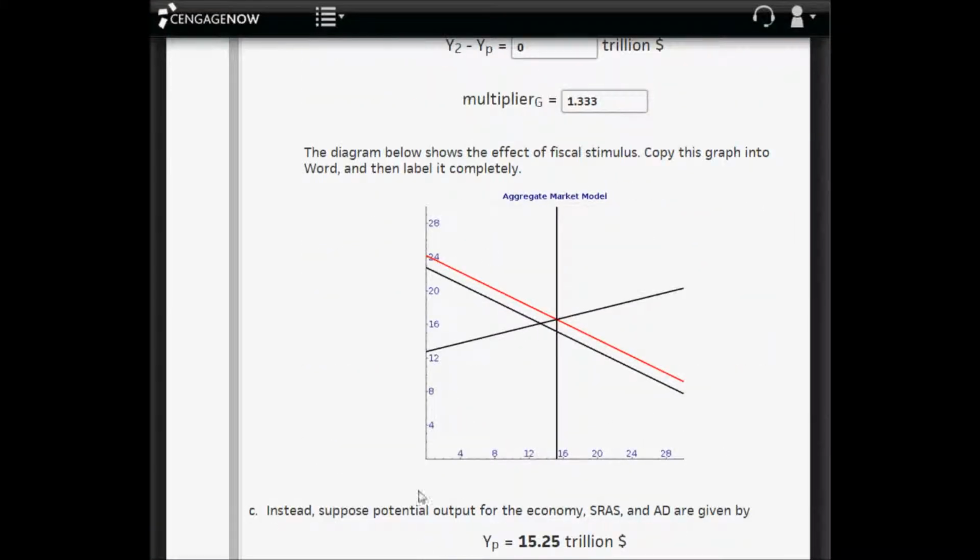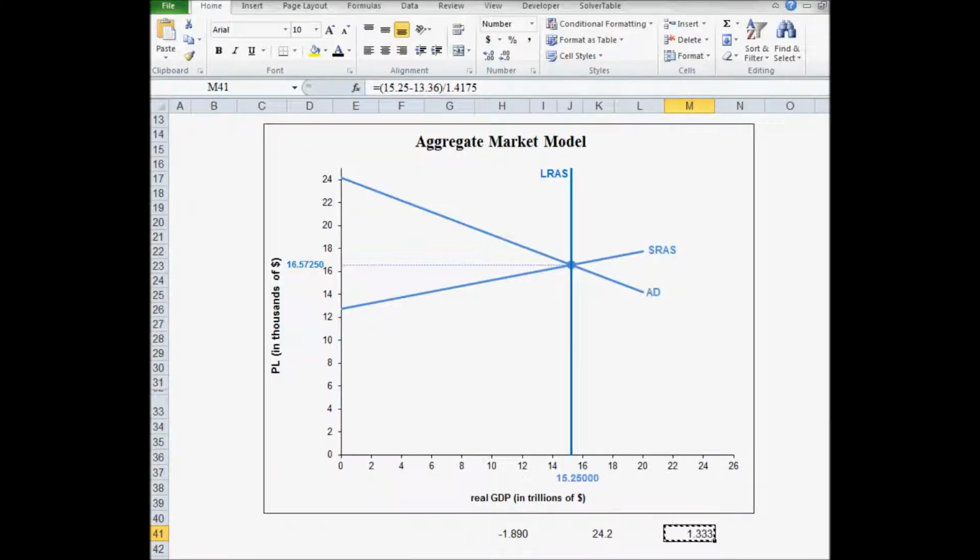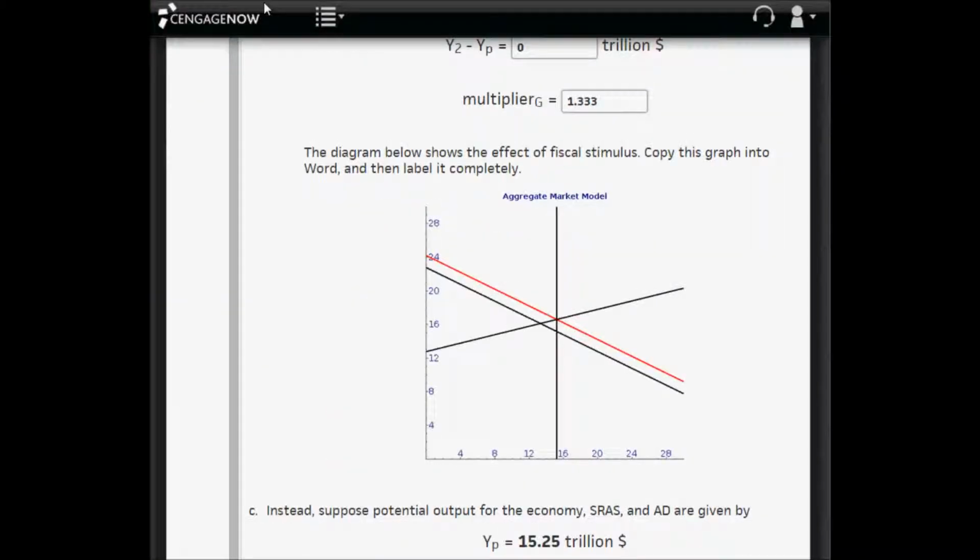This is the same diagram that we produced down here, but this diagram shows what aggregate demand was before and after the increase in government expenditure. So this is initial aggregate demand, final aggregate demand, long run aggregate supply, short run aggregate supply, PL, or price level, in $1,000, real GDP, or Y, in trillions of dollars.